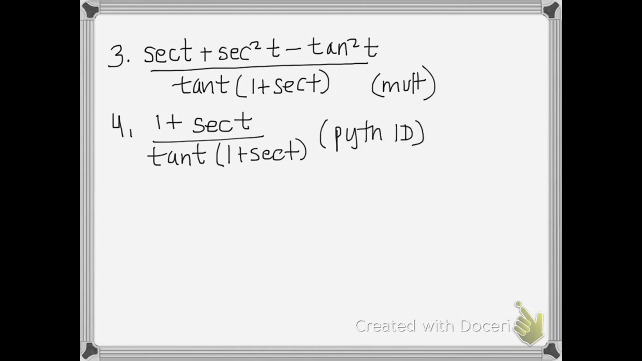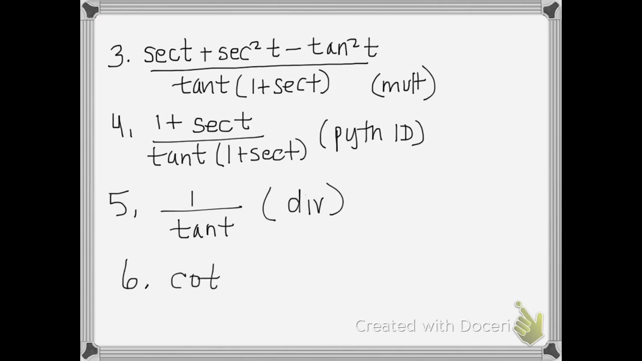And then step 5 will be 1 over tangent t, because we are dividing and canceling these, right? So that'll be division. And step 6 is cotangent t. And we're finished. And that was accomplished with reciprocal identity. And we've completed the proof.